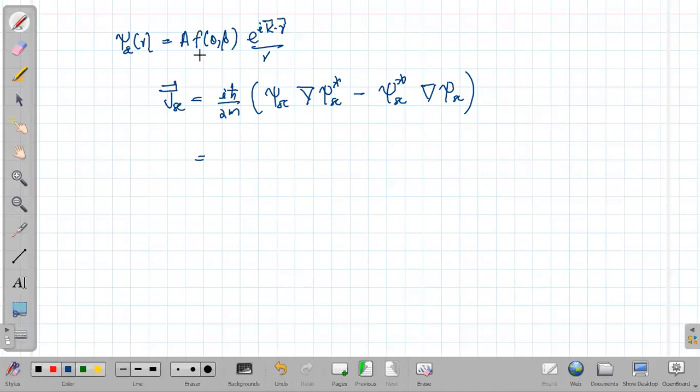If you do this carefully, assuming the scattering amplitude is a complex quantity, this would become h cross k by m, mod a squared by r squared, modulus of f of theta phi squared. Okay, so that's j scattering. j scattering is basically a flux. It is the number of particles crossing unit area in unit time.